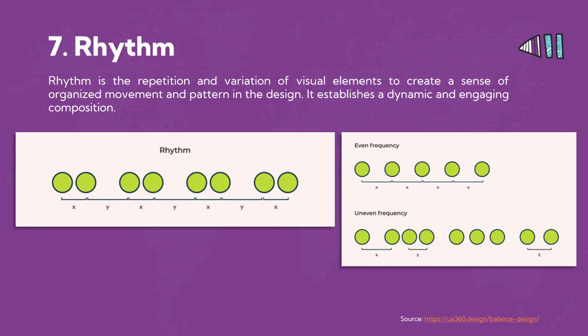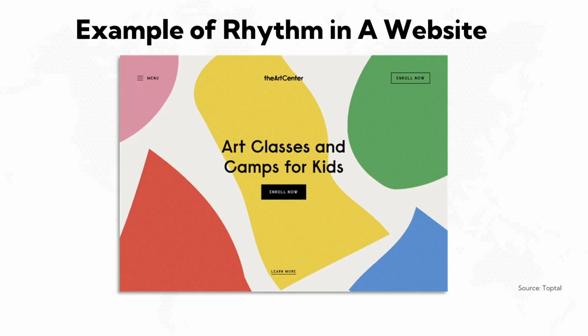Rhythm is a repetition and variation of visual elements to create a sense of organized movement and pattern in the design. That is rhythm on the graphic. And this is rhythm in a website. Mostly for kids. You don't want to design a website that is not engaging kids.